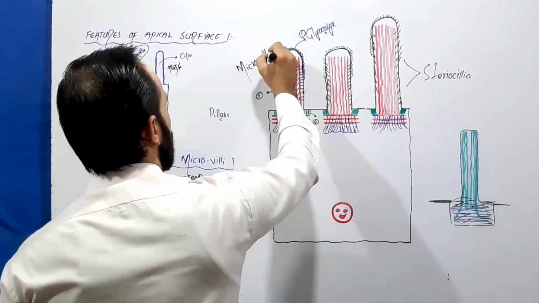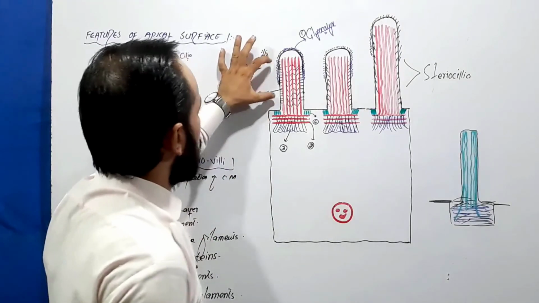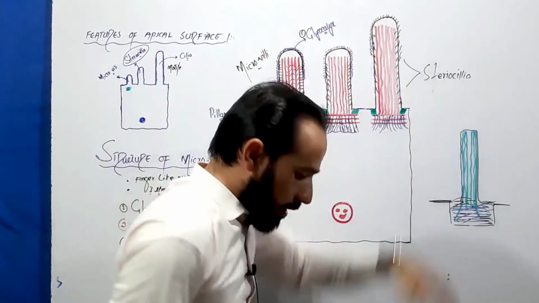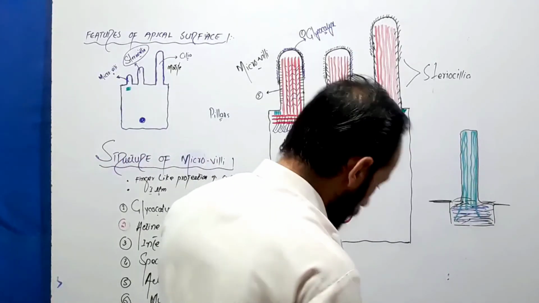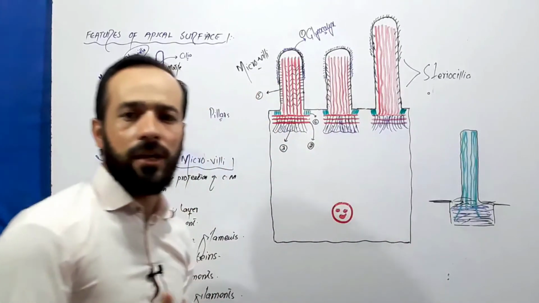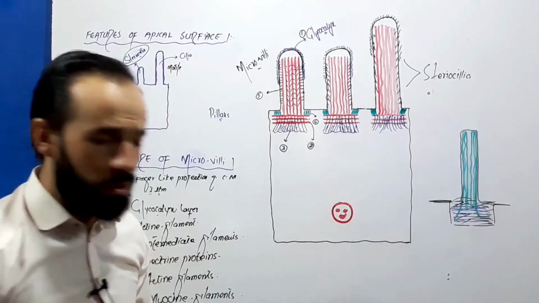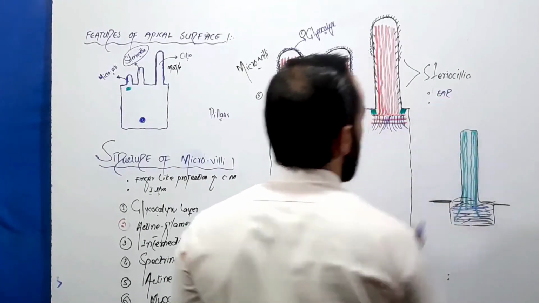What is the difference between microvilli and stereocilia? Microvilli are a little bit shorter, but stereocilia are a little bit longer than what? Than the microvilli, right? What is the location of the stereocilia? In which parts of the body are the stereocilia found? They are found in the ear, as I told you in the beginning of the lecture.